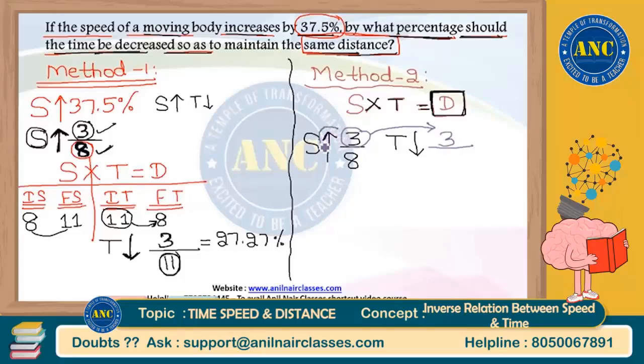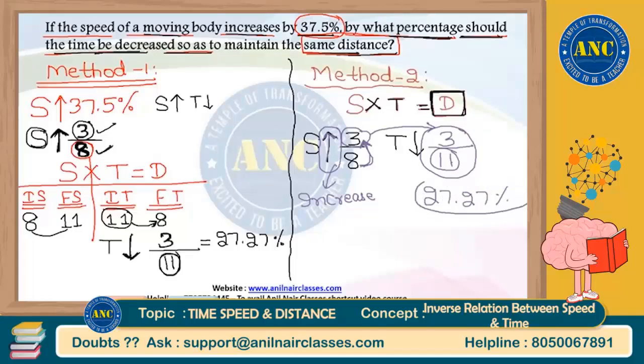Now the question is consisting of increase, right? If the question is consisting of increase, you should add the denominator and numerator. What is 8 plus 3? 8 plus 3 is 11. If the question consists of increase, add the denominator and numerator and write down in the denominator. If the question consists of decrease, subtract the denominator and numerator and write down in the denominator. 3 by 11 convert back to percentage. It is 27.27 percentage. It is a one step answer compared to what we have solved in method 1.